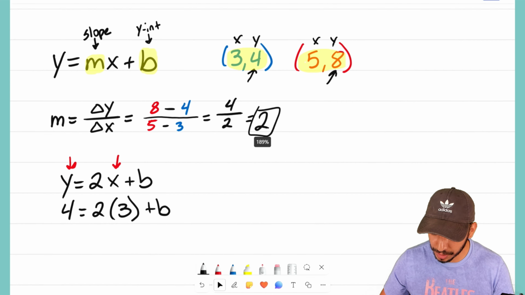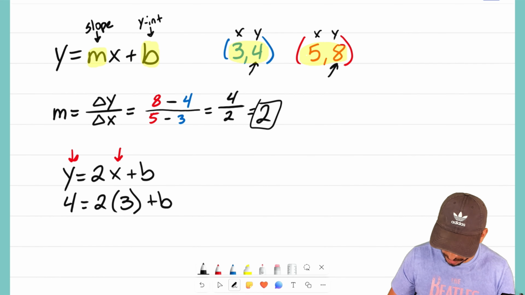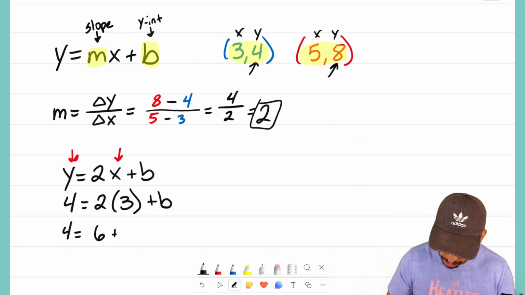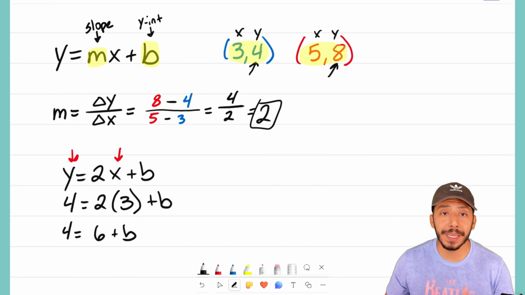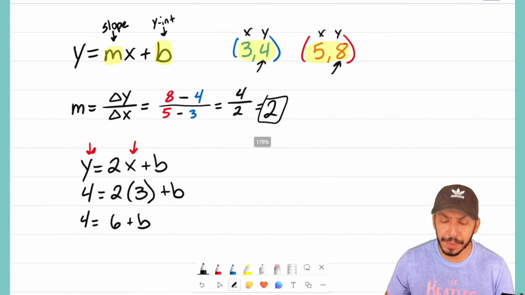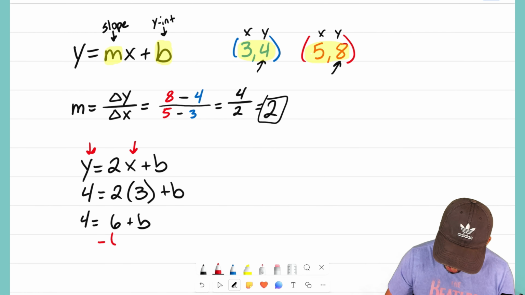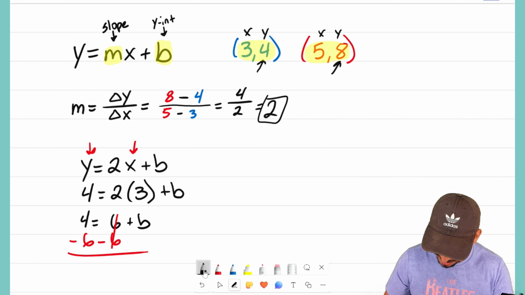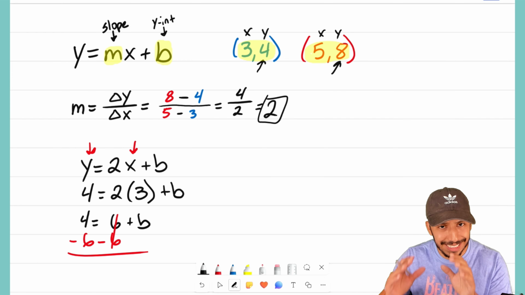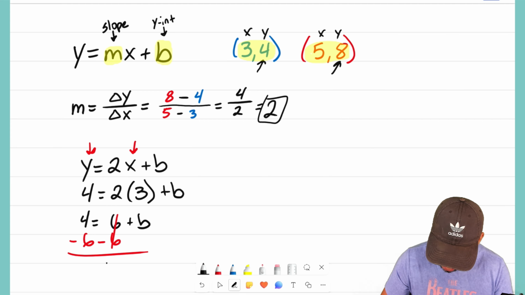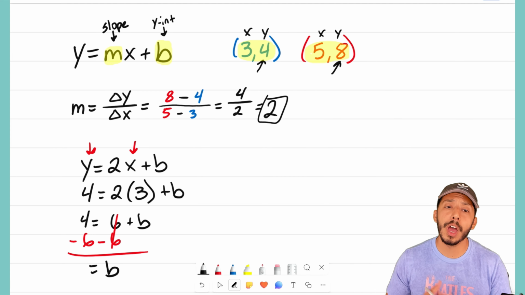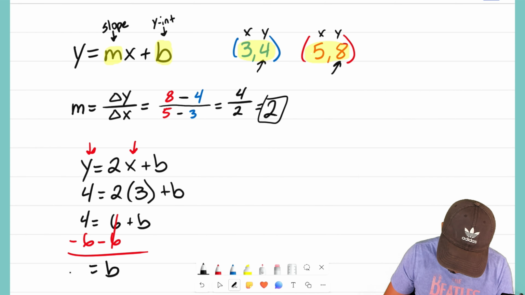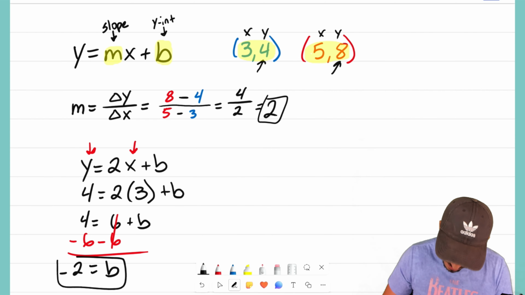All right, but we got this equation that we got to simplify now. Now, I got 4, and it's going to equal 2 times 3. Well, 2 times 3 is just 6. I want b by itself. So if I'm trying to get b by itself, I want to subtract this 6 that I see from both sides. By doing that, they zero out on that right side, and I'm left with just b equaling 4 minus 6. And what's 4 minus 6? Well, I think it ends up being negative 2.